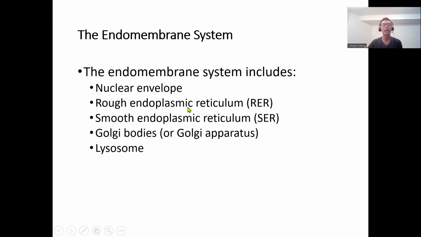So here are the key components of the endomembrane system, and we actually already drew 3 of them, right? We have the nuclear envelope, which extends into the cytoplasm to form the rough and smooth ER. We have something called the Golgi body, sometimes also called the Golgi apparatus. And then we have the lysosome. So let's take a closer look at this.